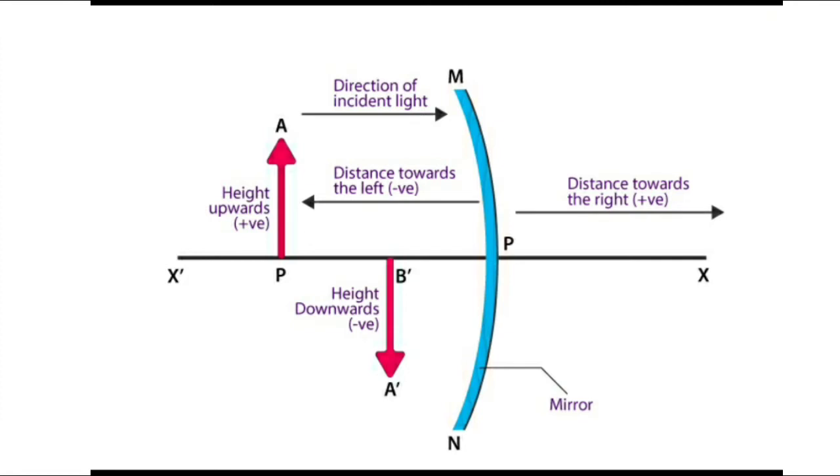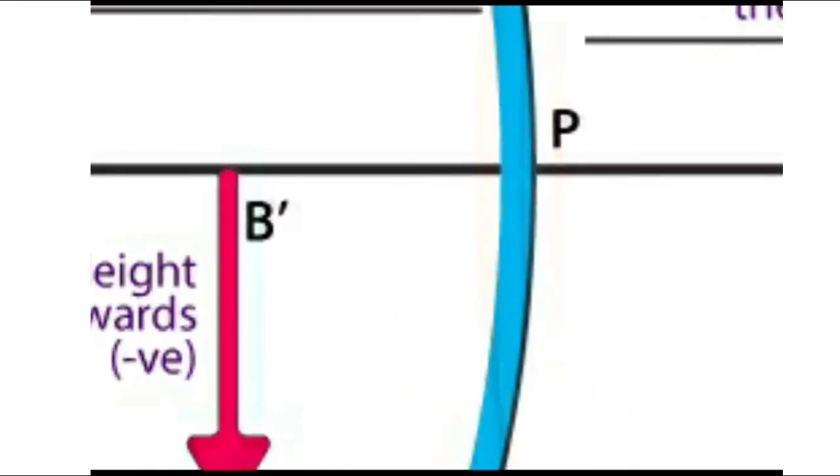Now look at this diagram. This is a concave mirror. Here this is the rough surface, the back side of the mirror, and this is the front surface, or the reflecting surface. In this diagram we are going to apply the graphical rule.